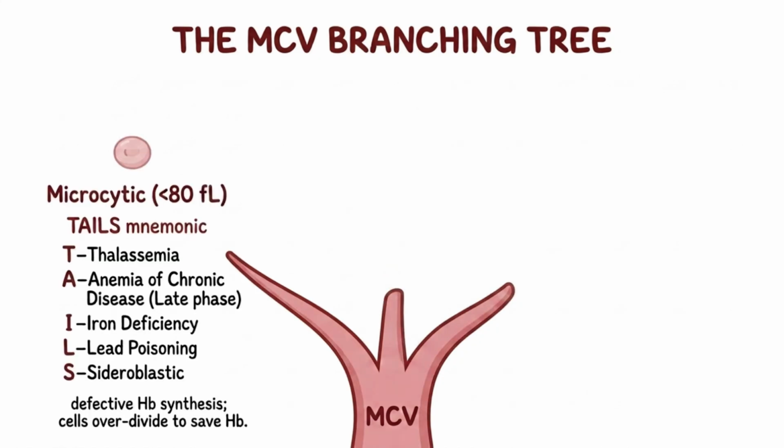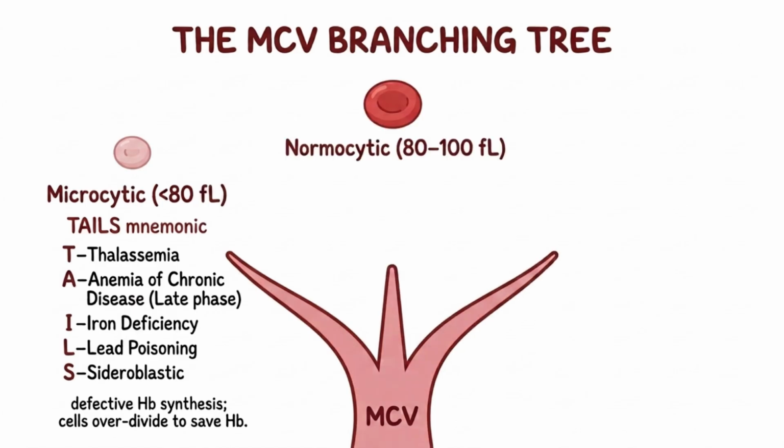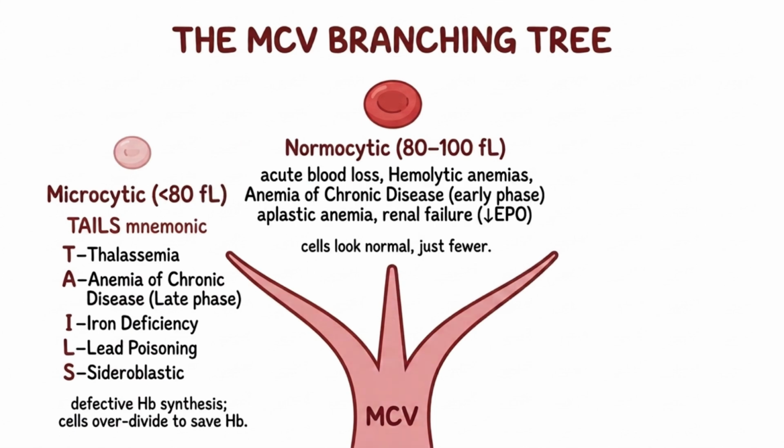If MCV is less than 80 femtoliters, we call it microcytic anemia, and you can easily remember the major causes with the mnemonic TAILS: thalassemia, anemia of chronic disease, and actually the late phase. And then there is iron deficiency, lead poisoning, and sideroblastic anemia. If MCV is 80 to 100 femtoliters, it's normocytic. This includes acute blood loss, hemolytic anemias, early anemia of chronic disease, so the early stage, aplastic anemia, and renal failure because of decreased EPO.